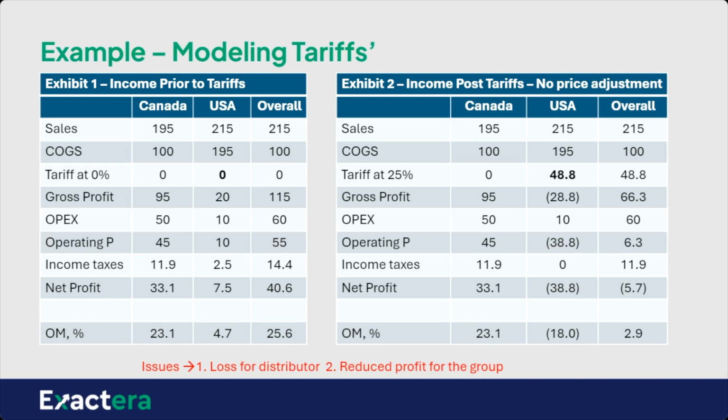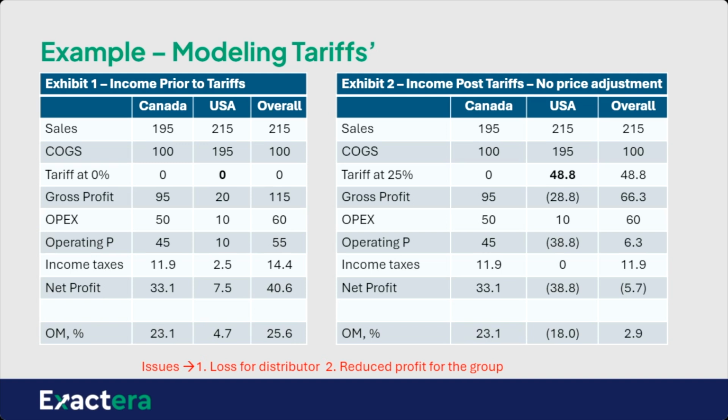In this case, we have a limited risk distributor in the US, and when the tariff of 25% is imposed, we can see the effect on the profit and operating margin. We can see that this limited risk distributor is now in losses, and at the same time Canada is paying a lot of income taxes, and overall the net profit is negative. And usually in those situations, clients come to us and say, how come we have those losses and are paying taxes at the same time? So as a next step, maybe I will move on.